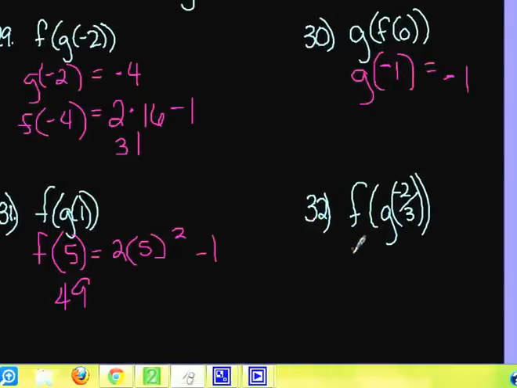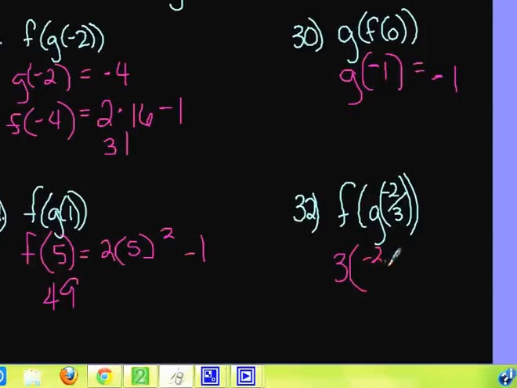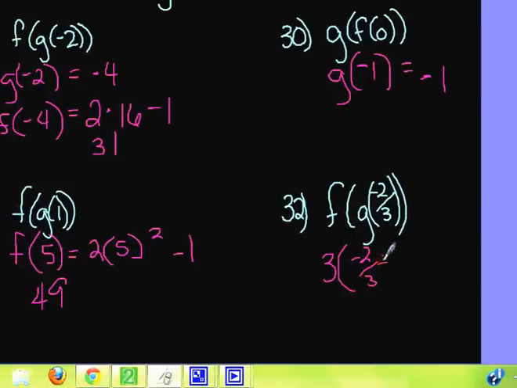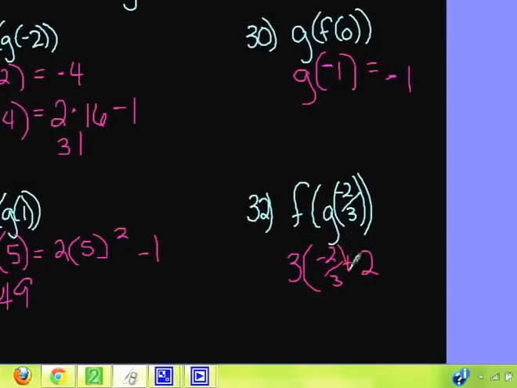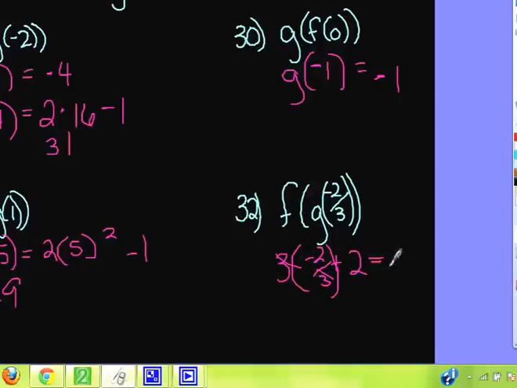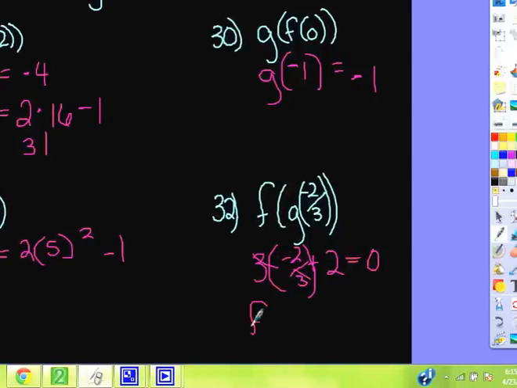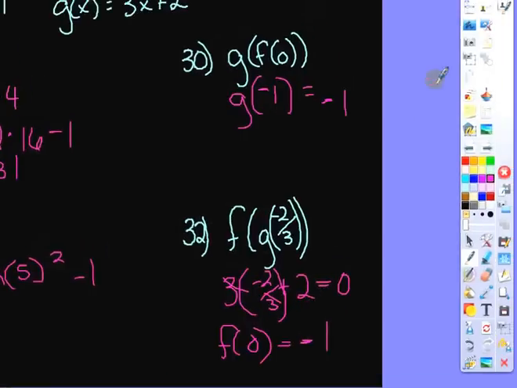And let's not be afraid of the fractions. Let's go to the g function: 3 times negative 2/3 plus 2. These 3's will strike out. That's going to be negative 2 plus 2, which is 0. And I'm going to take that 0 and put it in the f function. And I'm going to get 2x squared minus 1, or 2 times 0 squared minus 1, which is negative 1. So 32 was also negative 1.